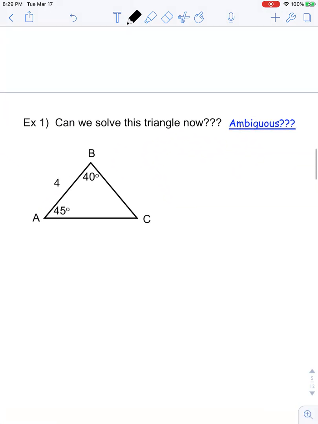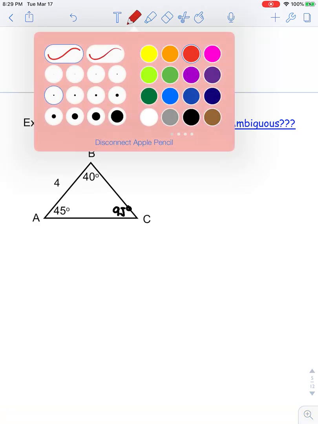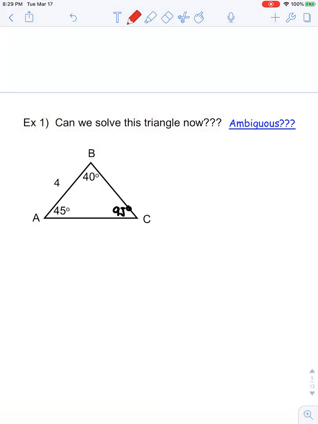Okay, so let's go back to that first problem from the other day. Now that we know the law of sines, now we can actually solve this triangle. Remember that we already figured out this third angle would be 95 degrees. So with that information, we can write three proportions.